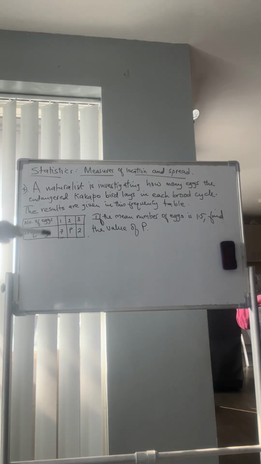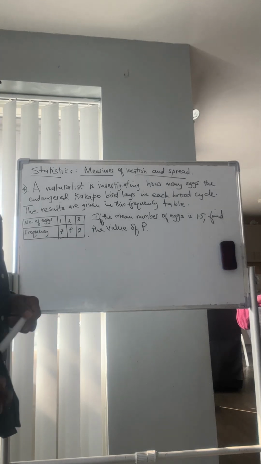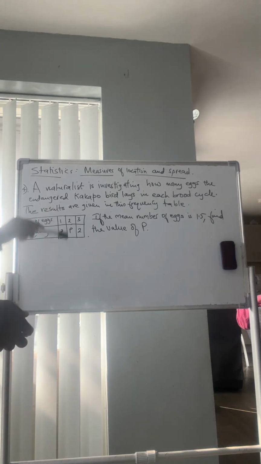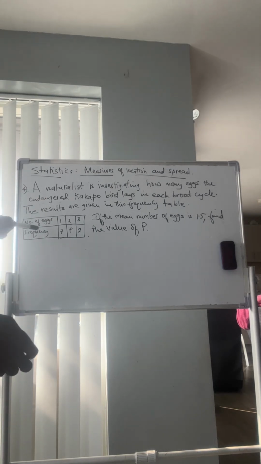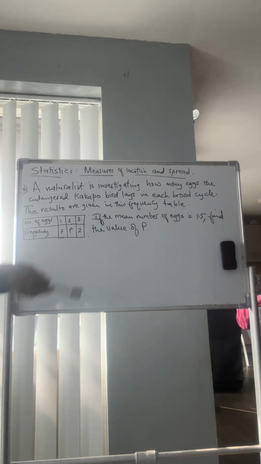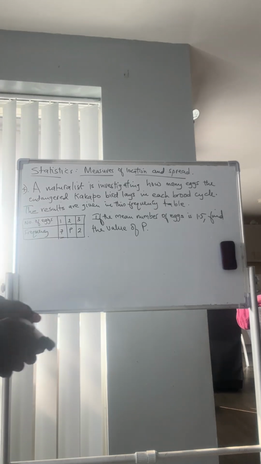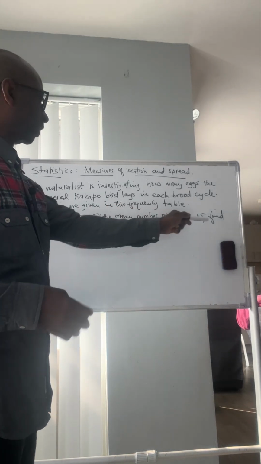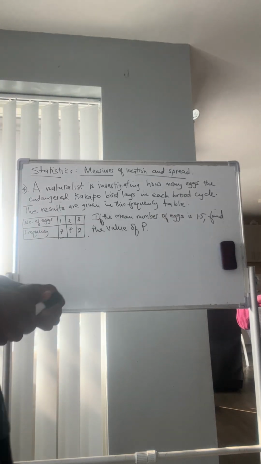underneath. When the number of eggs is 1, the frequency is 7. When it's 2, the frequency is P. We don't know what P is, it's an unknown. We're going to find out what it is. When the number of eggs is 3, the frequency is 2. Now the question says, if the mean number, that's the average number of eggs, is 1.5, find the value of P.